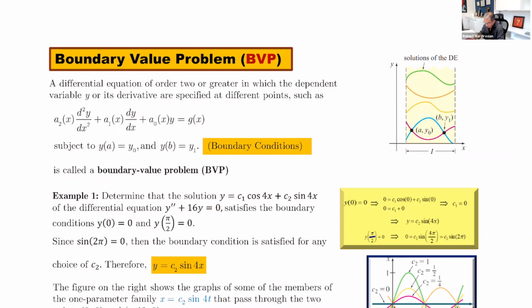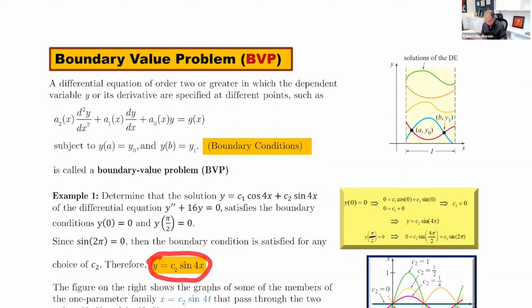If you apply them and solve, y of 0 is 0. The first one, you get c1 equals 0. And for the second one, you get y equals c2 sine 4x. If you apply the second boundary condition, y of pi over 2 is 0, so you get c2 sine 2 pi. We know sine 2 pi is 0, therefore y equals c2 sine 4x is satisfied for any value of c2, so you can use that.